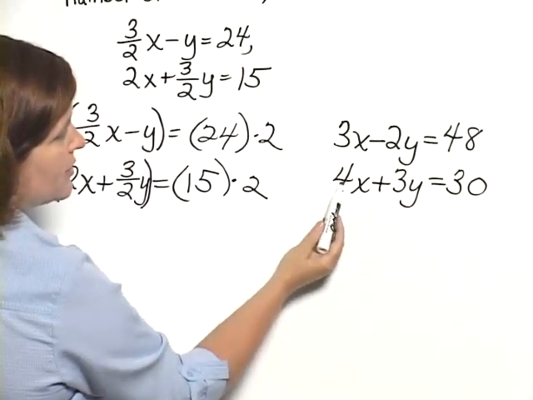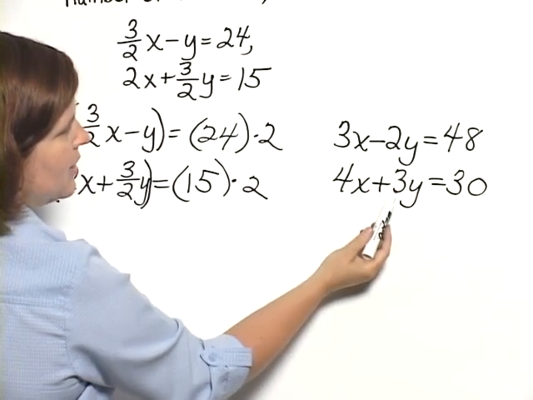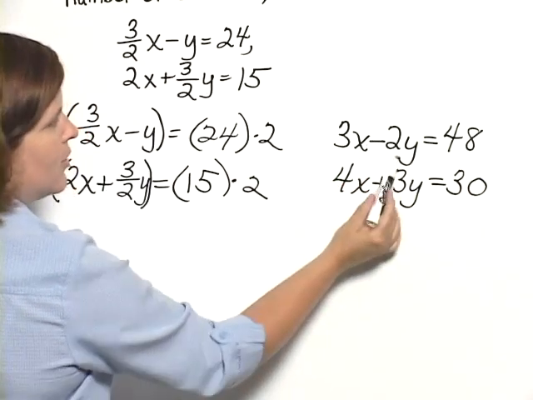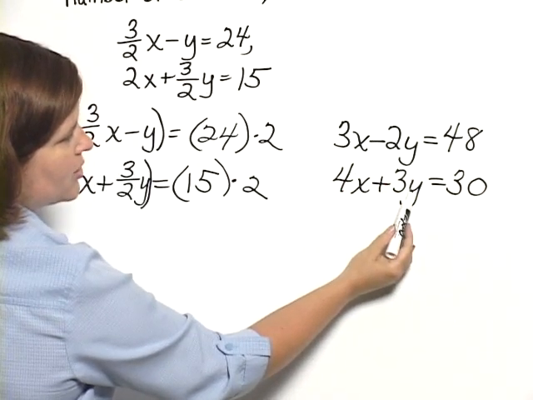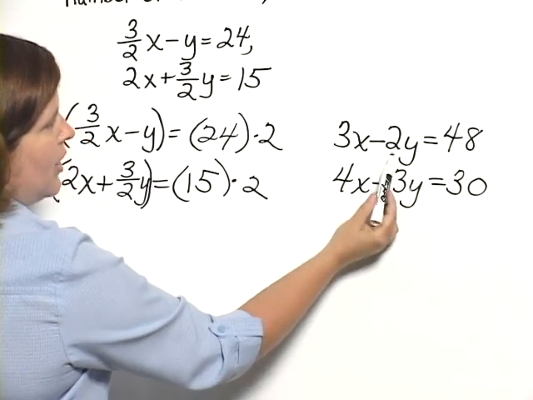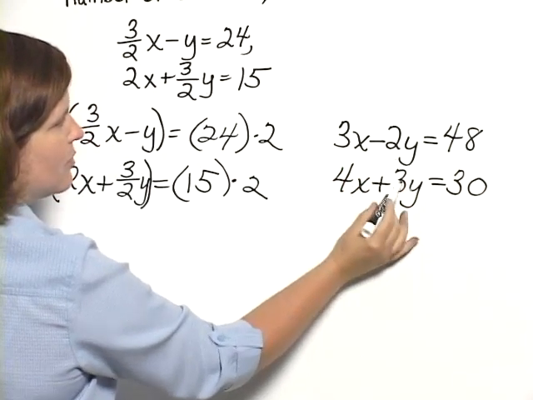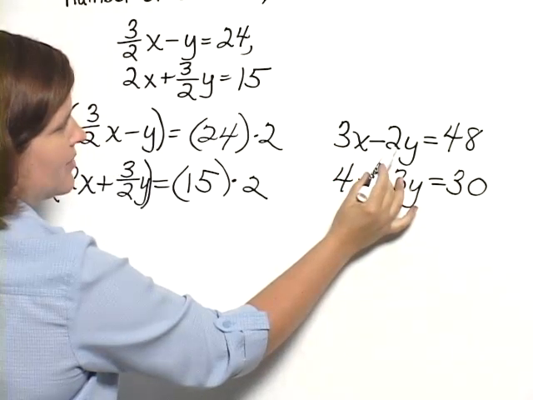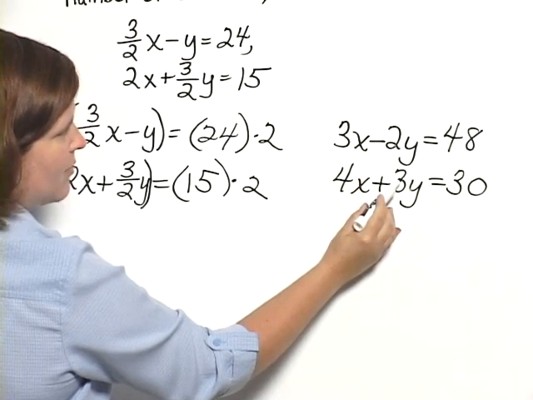But look at the coefficients of x, they are not opposites. Coefficients of y are not opposites. So I will need to multiply in order to make the coefficients opposites. Notice that the y coefficient is negative in the first equation and positive in the second equation. So I'm going to work with the y's and eliminate y. Looking at the 2 and the 3, the least common multiple of 2 and 3 would be 6. So if I multiply this by 3, I would get negative 6. Multiply this by 2, I would get positive 6, and I would have opposites.